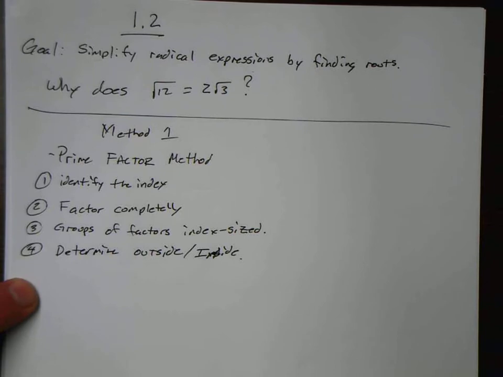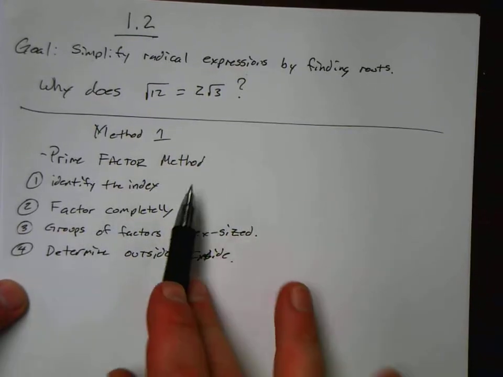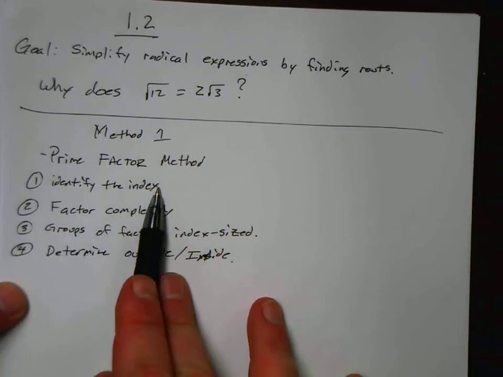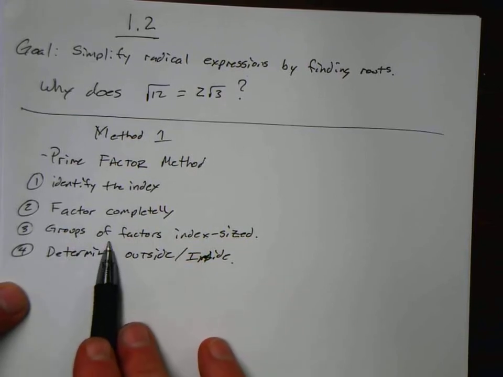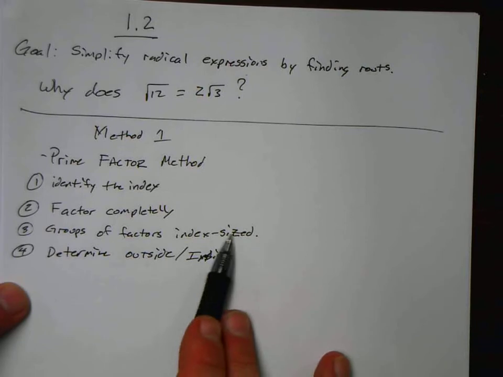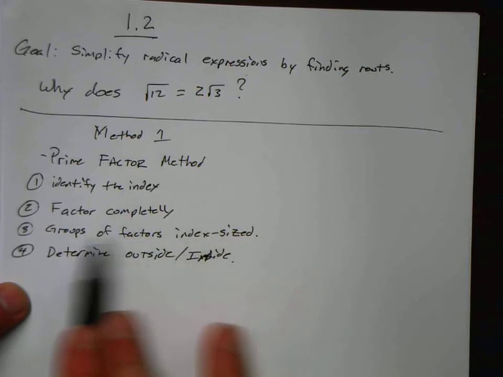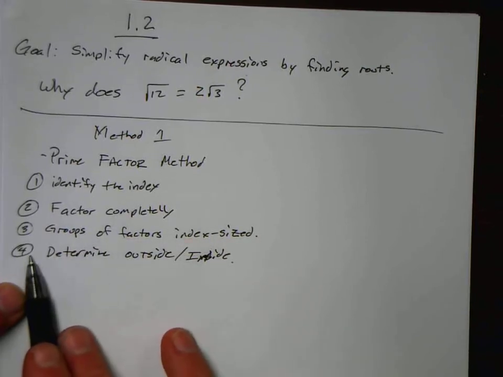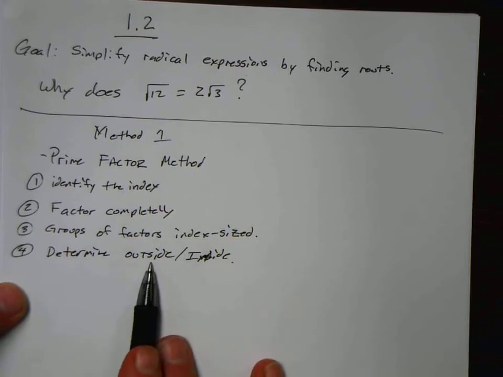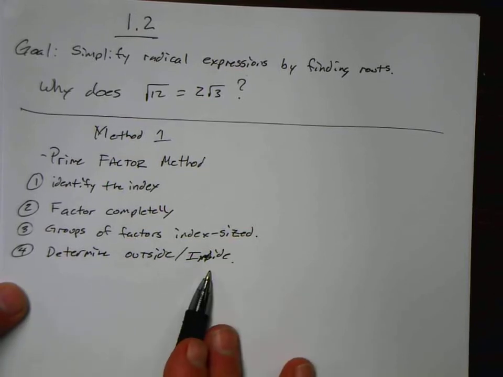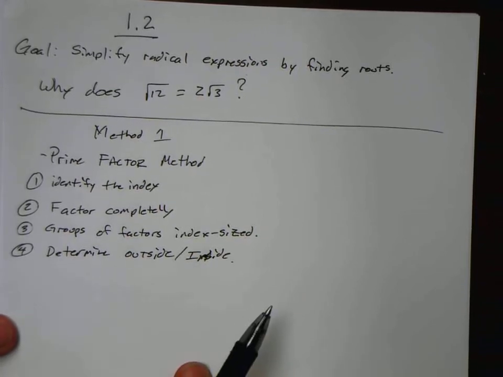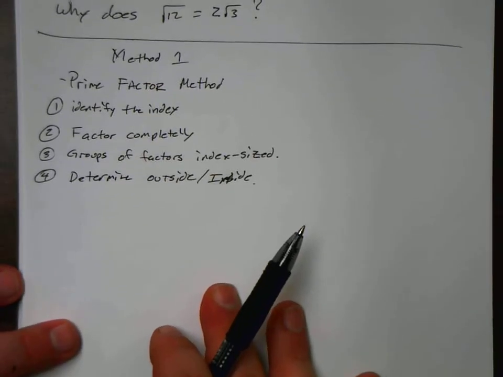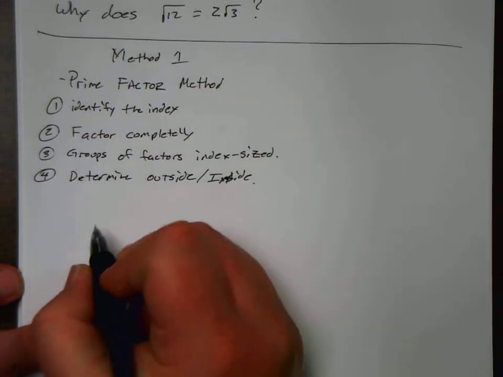All right, so let's take that example. Here's my method. Identify the index, factor completely, group the factors together in the index size. We'll explain that a little bit more in just a second. And then determine what's going to be on the outside and what's going to be left on the inside. We're going to do that through a series of examples. So the first example, let's take a look at the square root of 12.